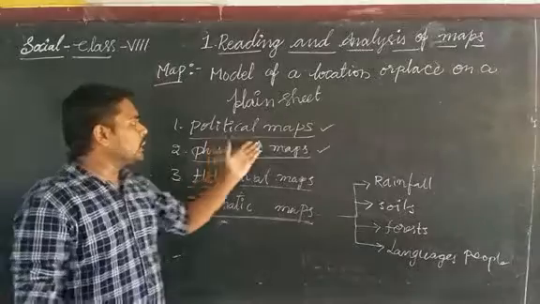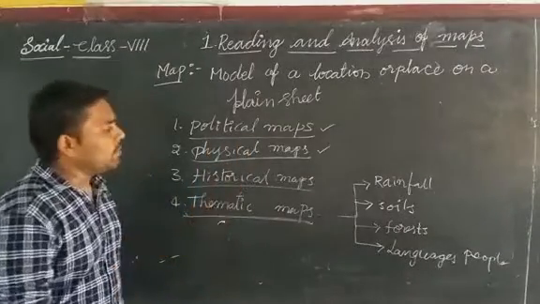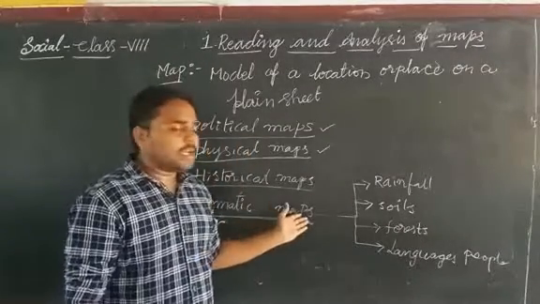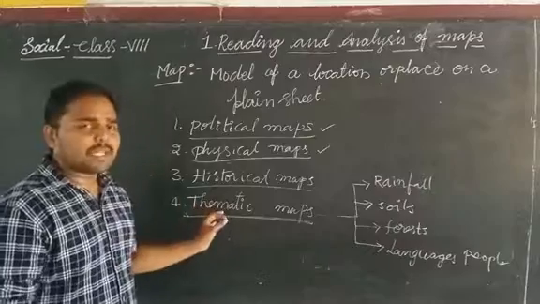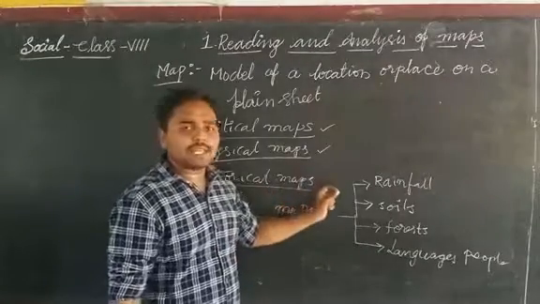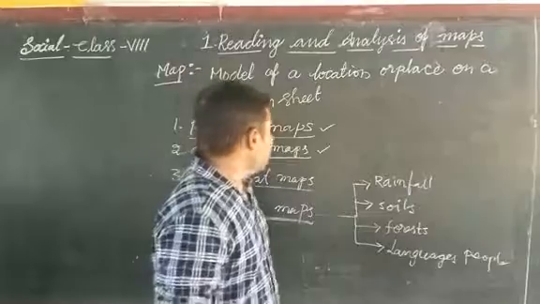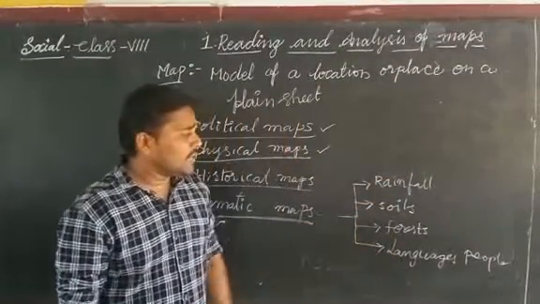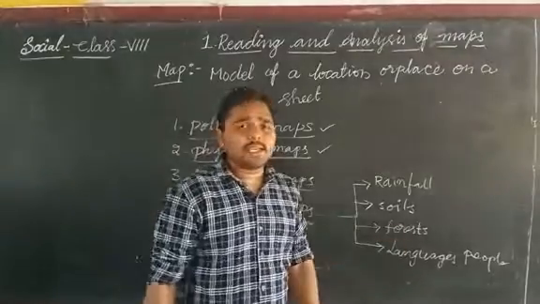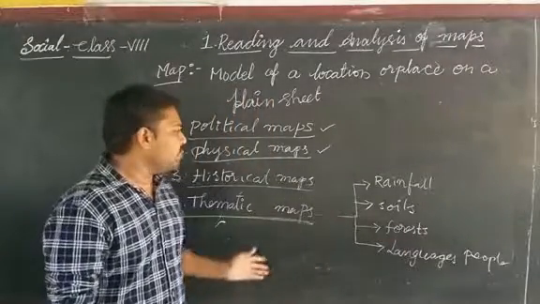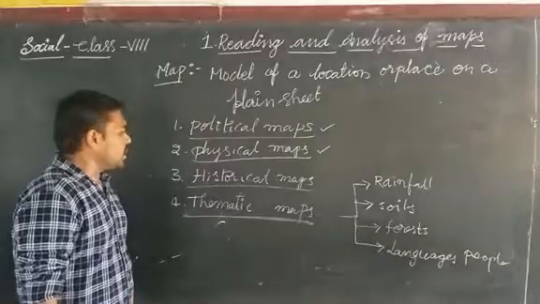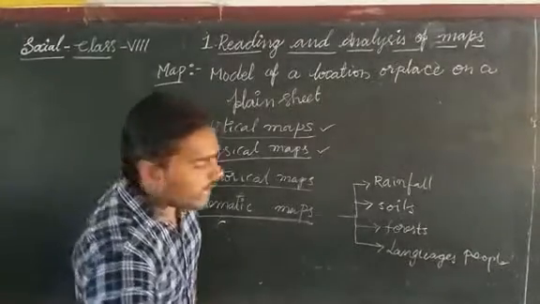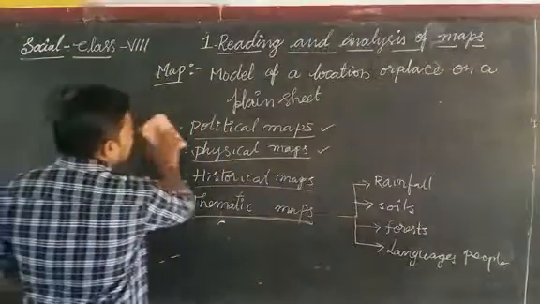Those are political maps, physical maps, historical maps and thematic maps. Thematic maps are the special ones. Thematic maps are the maps which show only one aspect. For example, thematic maps show the rainfall, soils, forests and the language that the people speak in a particular region. These are the different types of aspects shown by thematic maps. Okay, these are all we have learned in the previous classes.